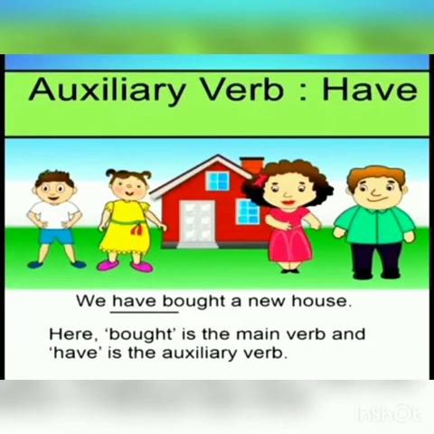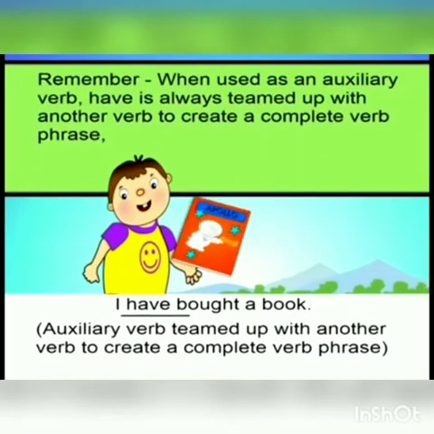Now in the second case, have is the auxiliary verb. We have bought a new house. Here bought is the action being done and it's the main verb. If we write we have a new house, the sentence is grammatically correct but the meaning changes. We no longer know that the house has been bought. So we need to write we have bought a new house. So remember, when have is used as an auxiliary verb, it cannot be used on its own. It needs another verb, the main verb, with it to create a complete verb phrase.